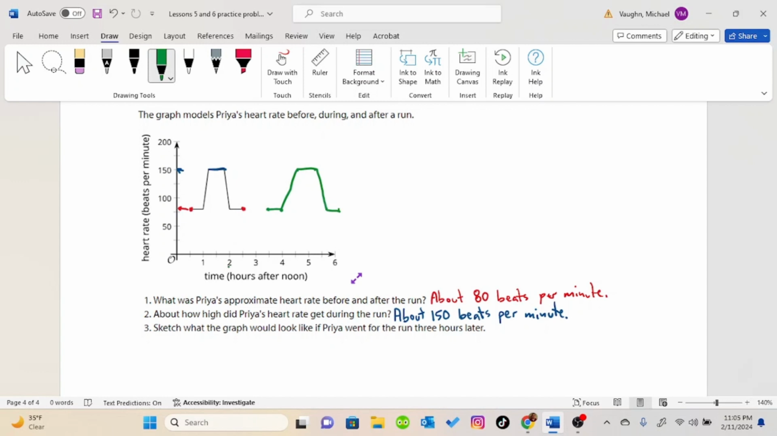If you have any questions about any of these practice problems, please use class time to get clarification before we move on to lesson 7.